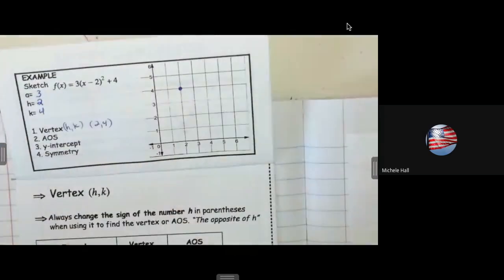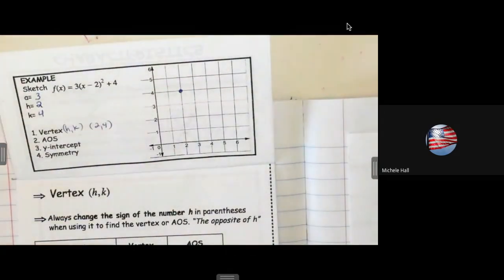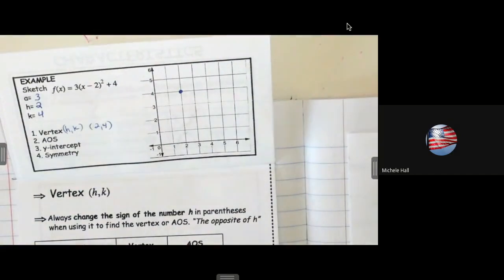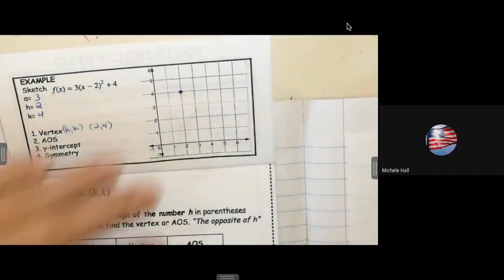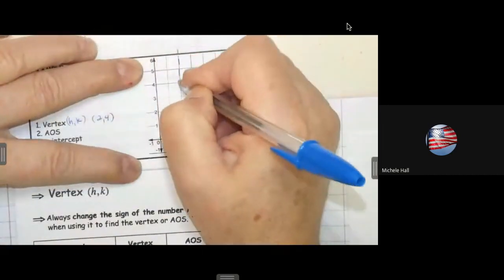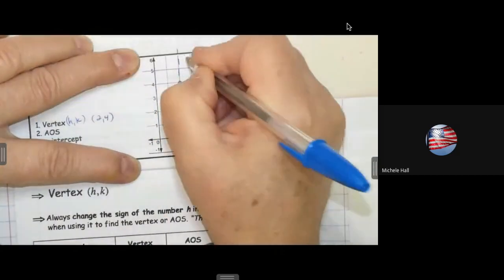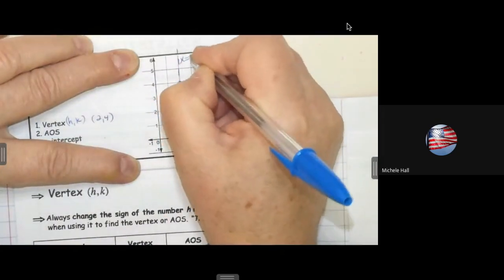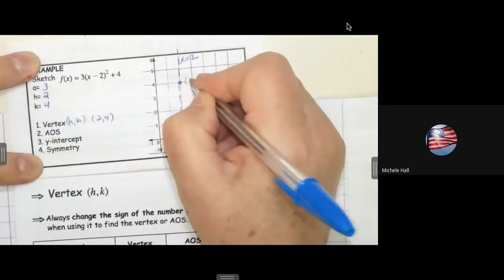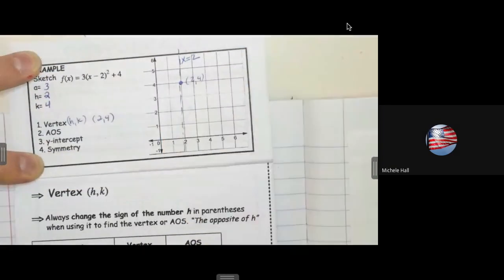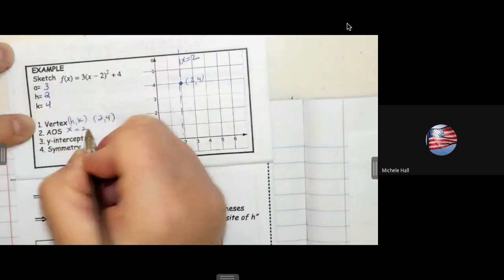And if I know the vertex, I know the AOS. They go hand in hand. If I know the AOS, I can get to the vertex. If I know the vertex, I know the AOS. I put the dotted line there, and I label it as such, x equals 2. This is my vertex at (2, 4), and label it. The AOS is a vertical line, x equals 2.